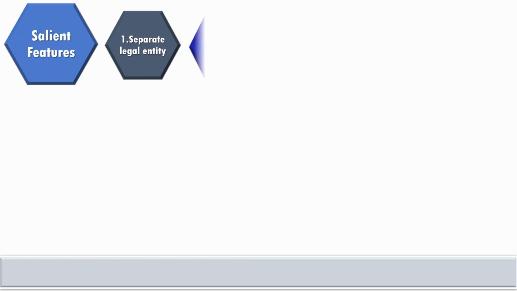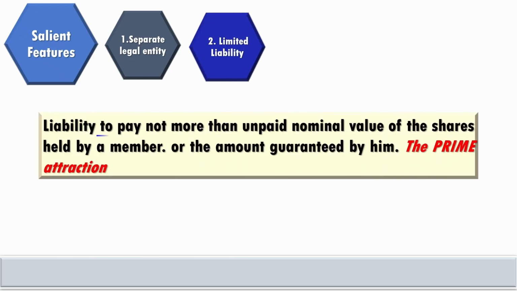The second unique feature is limited liability. This concept of restricting liability to the extent of nominal value unpaid gave a lot of security to investors who wanted to have their private property not exposed to the business risks. And this unique feature helped the company to grow up as the most popular organizational structure for business.